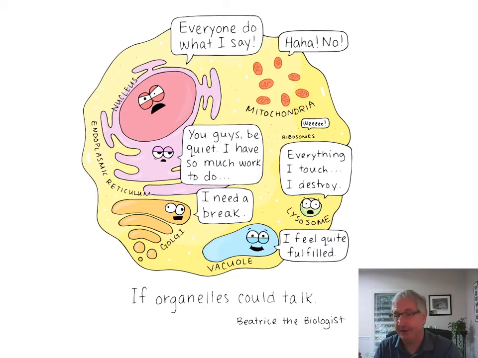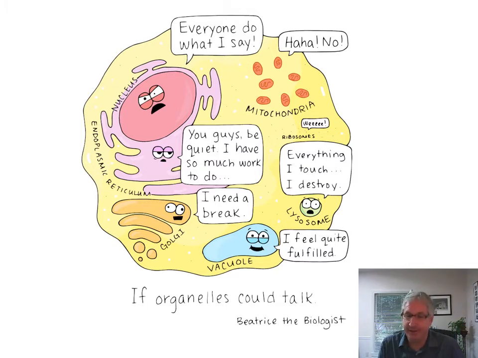Mitochondria actually have a little piece of DNA molecule in them, so they can replicate themselves. So the mitochondria don't have to do what the nucleus says; they can do whatever they want, pretty much. And then the endoplasmic reticulum is like, oh, I've got so much work to do, because it does. It does a whole ton of work.